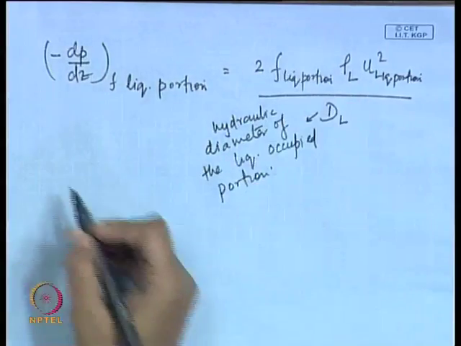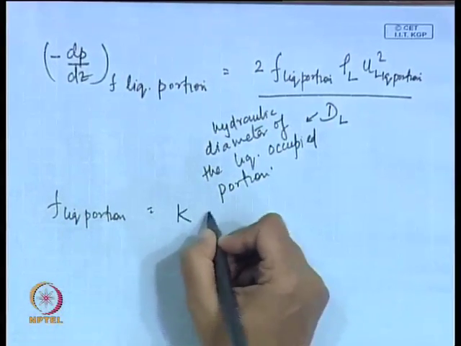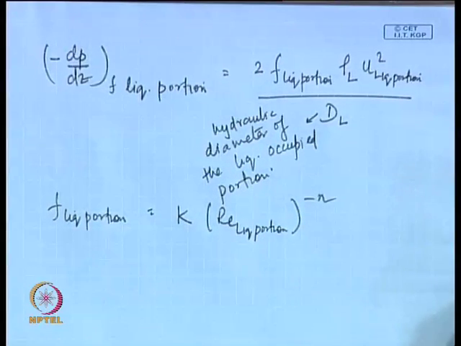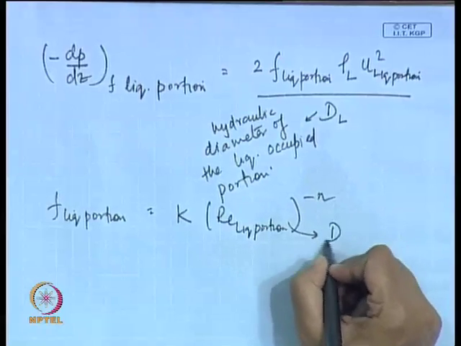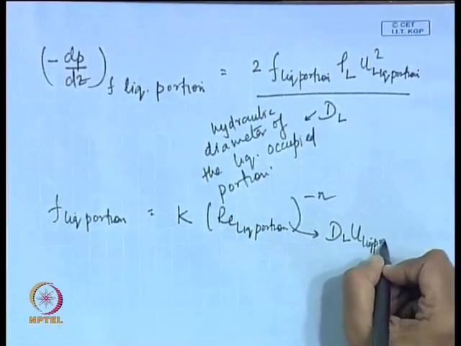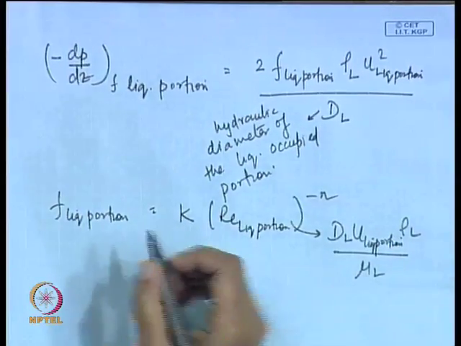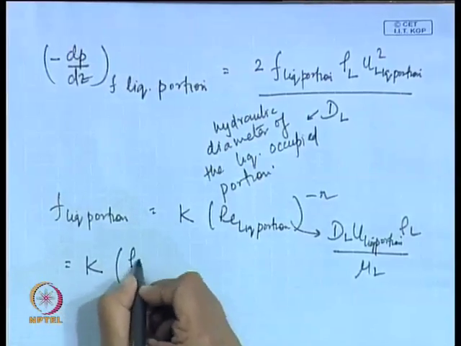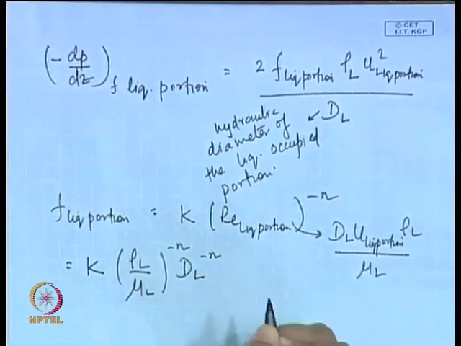Now, what is this f liquid portion? This is nothing but K Re liquid portion, whole to the power minus n. Yes or no? And what is this Re liquid portion? This will be dL, hydraulic diameter of the liquid occupied portion, u liquid portion, this writing is a very big botheration, rho L by mu L, yes or no? So, therefore, if we substitute this here, then we get K rho L by mu L whole to the power minus n. Just see whether I am writing it correctly or not.